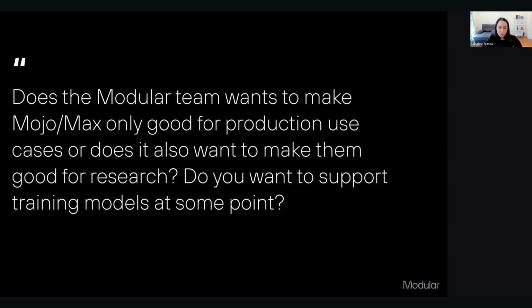Does the Modular team want to make Mojo/Max only good for production use cases, or does it also want to make them good for research? Do you want to support training models at some point? Well, so separate these two things.